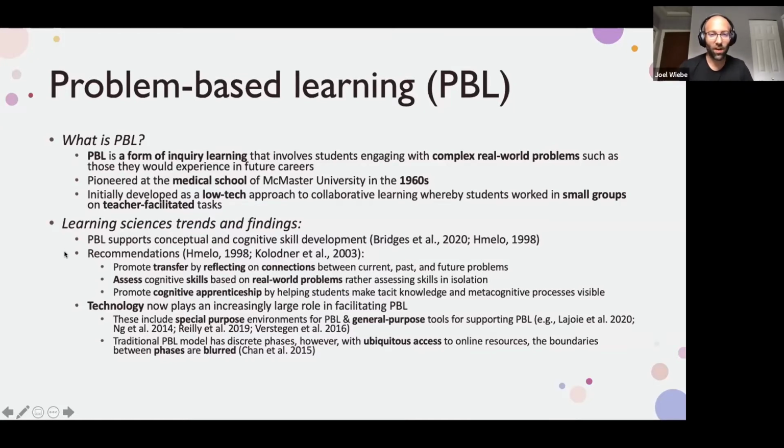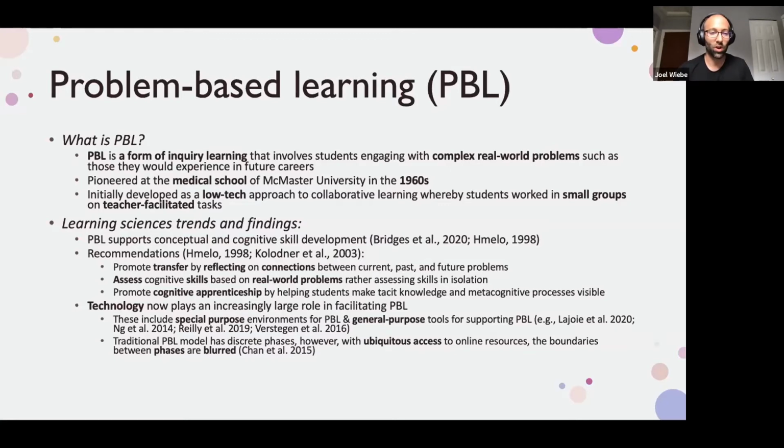Some of the main findings coming out of this: it often supports conceptual and cognitive skill development. Some recommendations are, in order to promote transfer, it's good to include reflection, and these can be connections between current, past, and future problems. Assessments should not assess just individual skills, but the most accurate assessments for PBL are those that actually assess students in the real world, as they're addressing real world problem tasks.